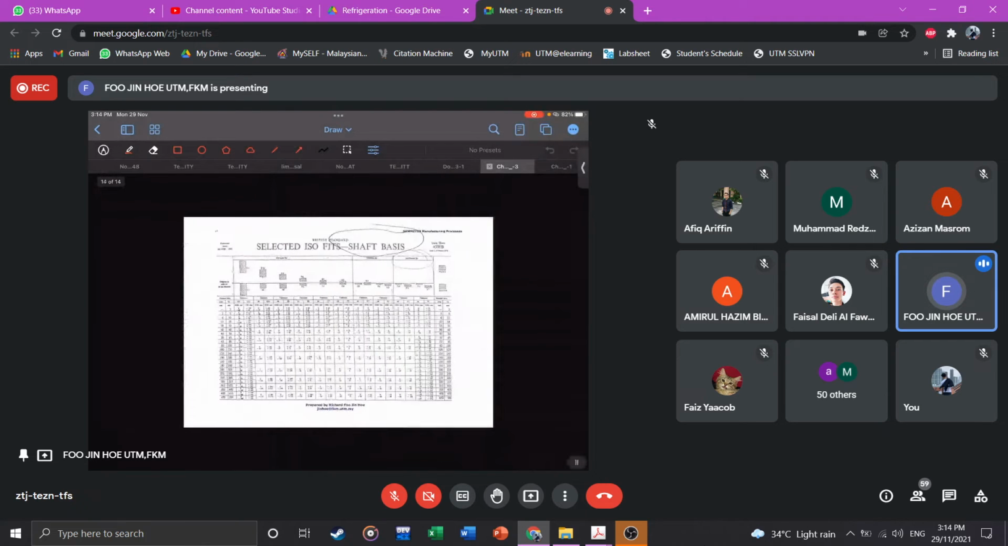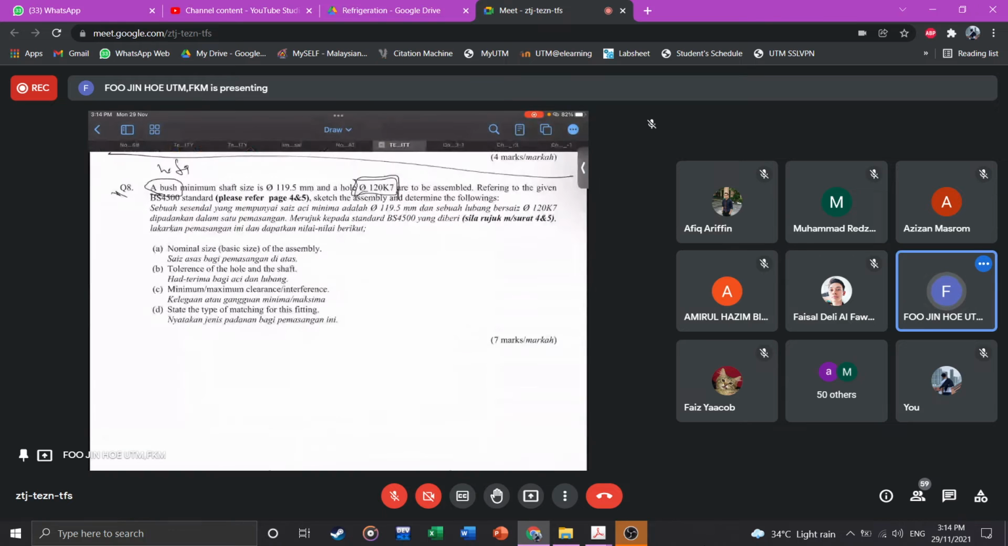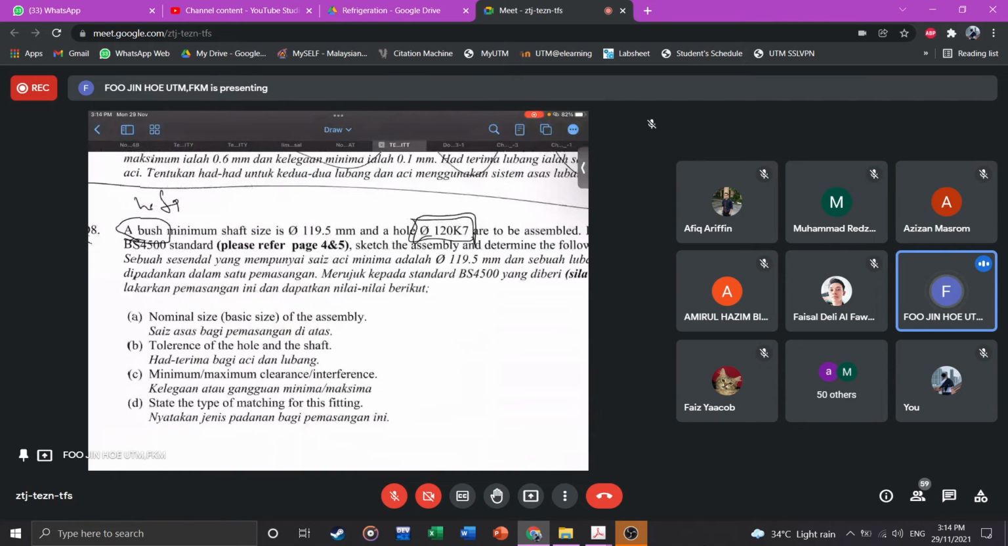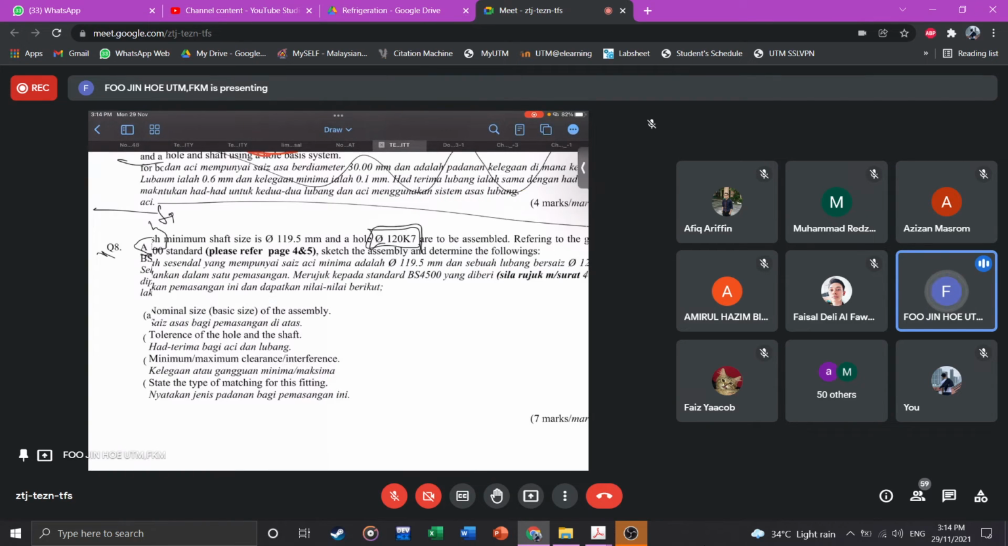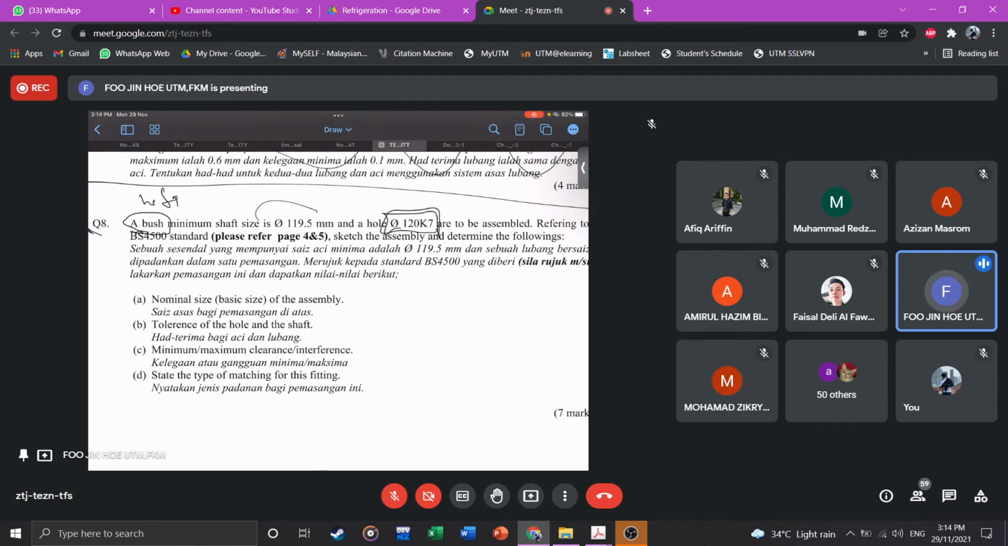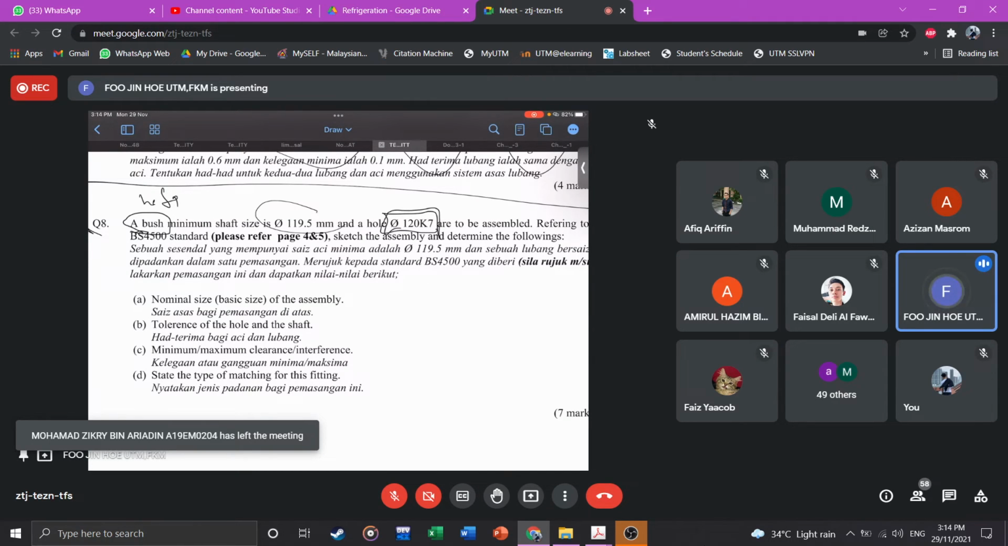K7. Because you see here, they purposely don't give you the minimum or maximum. They give you the minimum, but they don't give you the maximum. So what does that mean? It means they are going to test whether you actually know what this is or not.